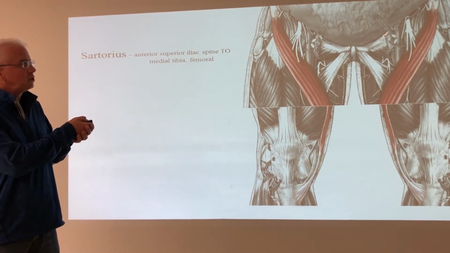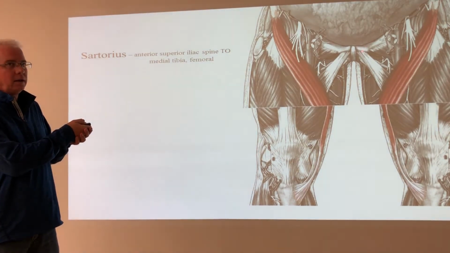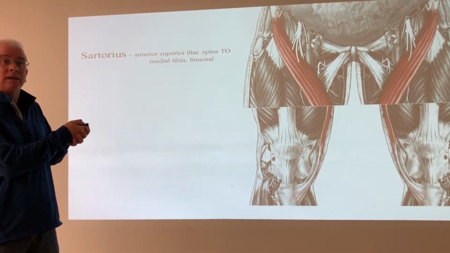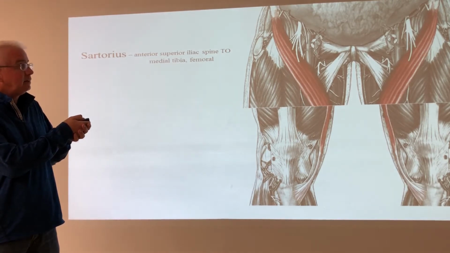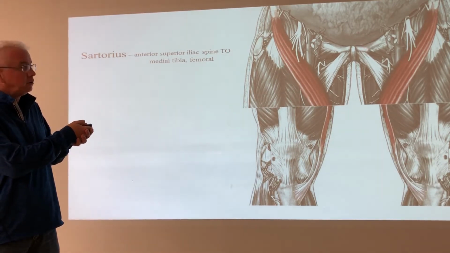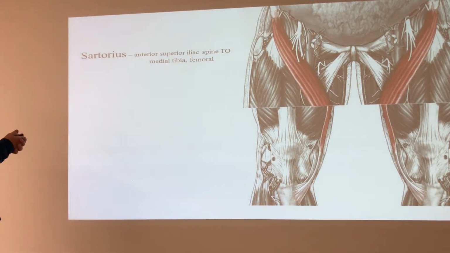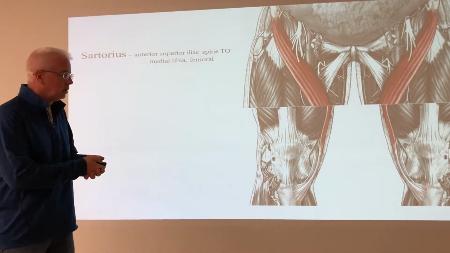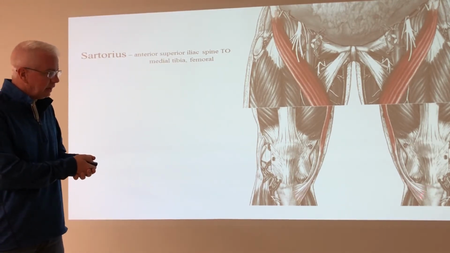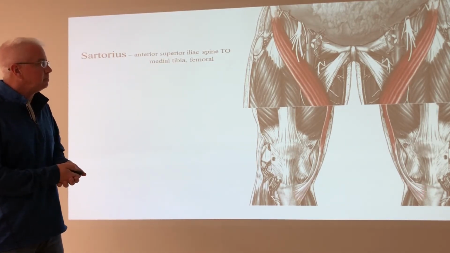And something runs across right here. And that something is, it's been cut off here, the inguinal ligament, well done, from the anterior superior iliac spine over here to the pubic tubercle. So the sartorius shares an attachment with the inguinal ligament right there, and then it attaches on the medial aspect of the tibia, which you can see here, attaching down here.